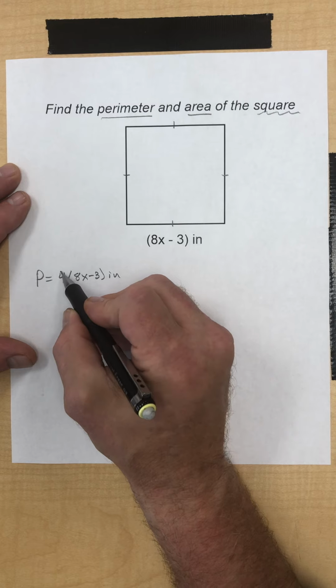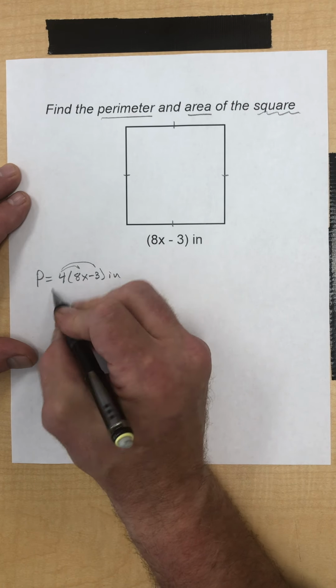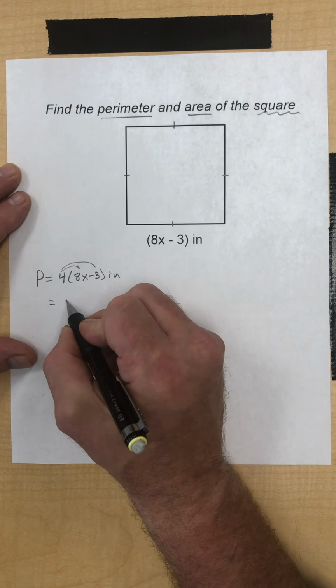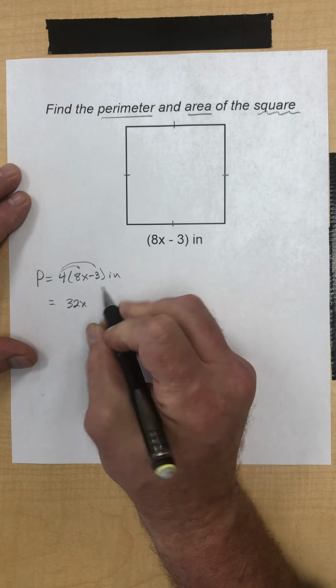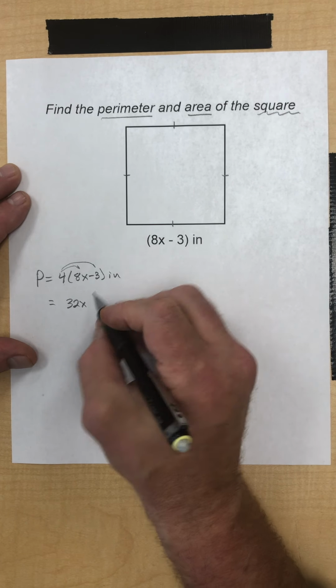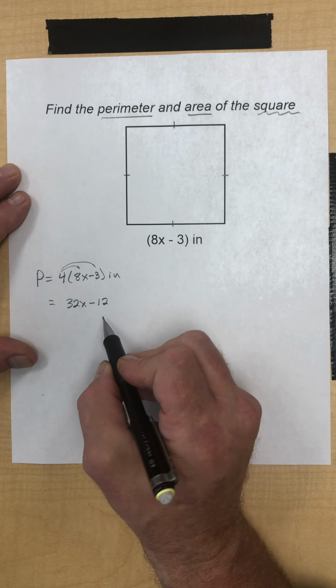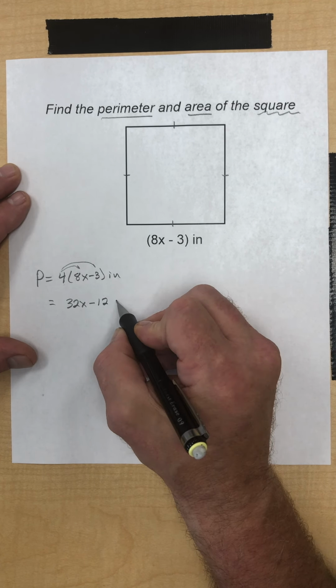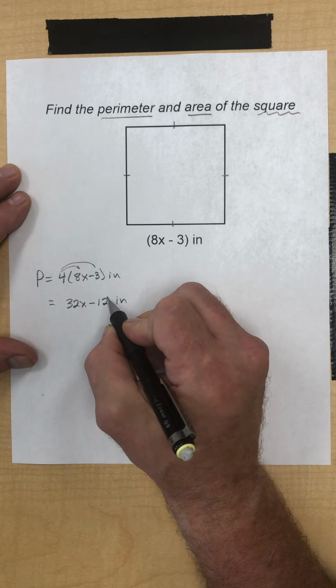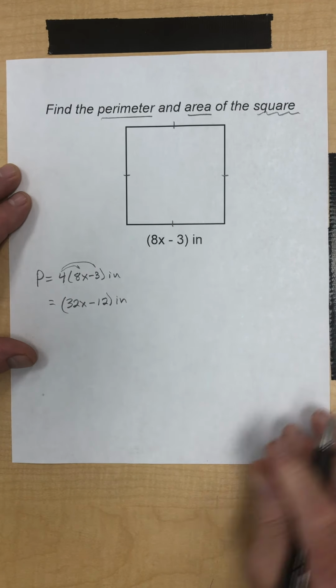Okay, so all I have to do is just distribute the 4 here. That's it. Okay, 4 times 8x is 32x. 4 times negative 3 would be negative 12. There are no similar terms, so I can't do anything with it. I want my inches to apply to everything, so I put it inside parentheses. And we're done.